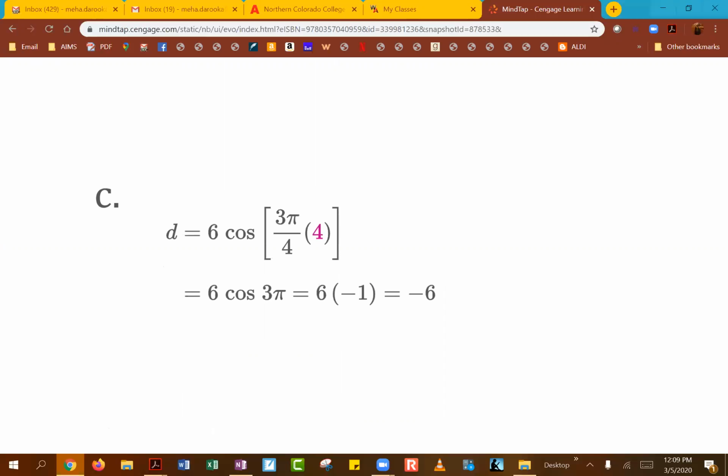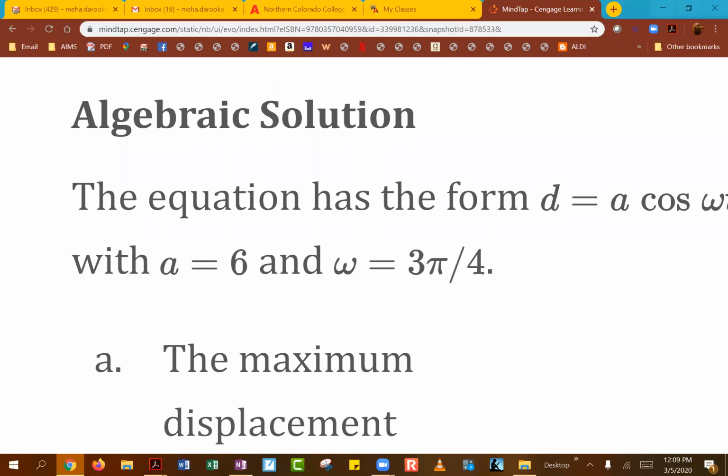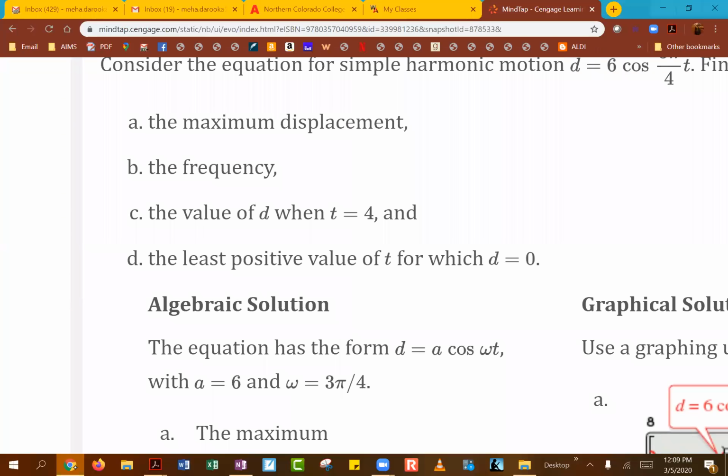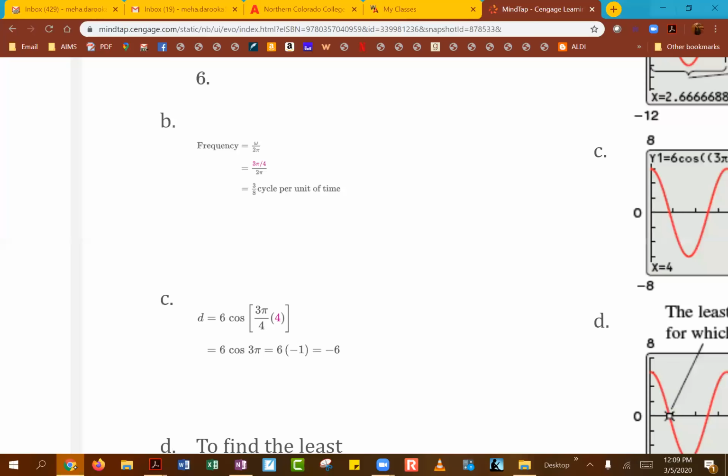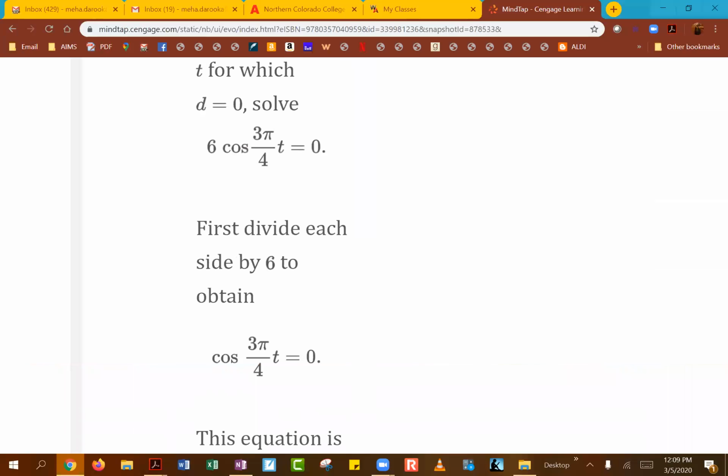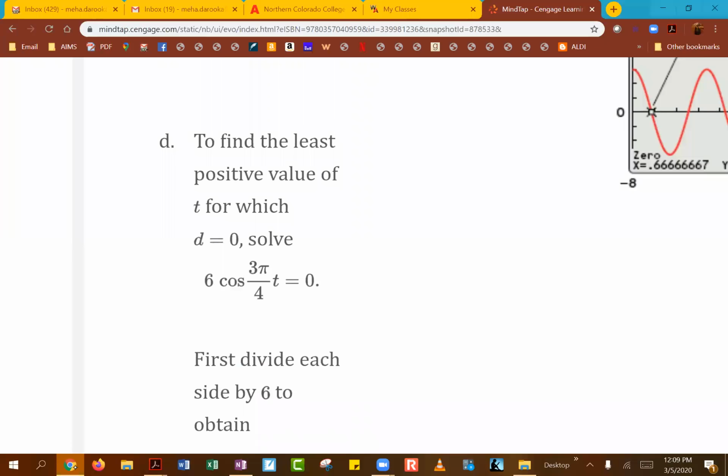Now part D is asking you about the least possible value of t for which your distance will be 0. So what can that least possible value be? You're basically working backwards to find what that t is going to be.